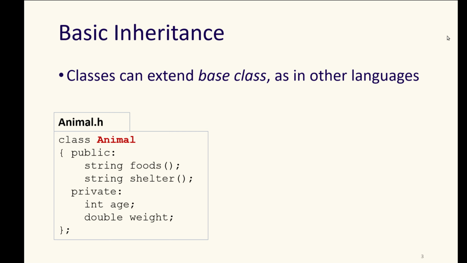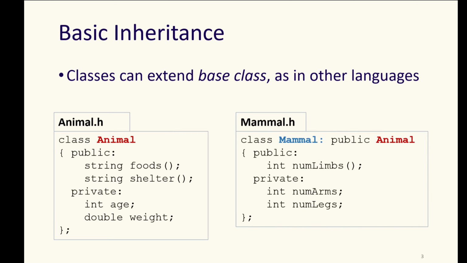So classes can extend a base class, meaning that you create some base class that may have variables, it may have functions, and those functions may have implementations or not, as we'll see later. Whatever that class has gets inherited into another class if it's used as a base class for that. So here, for example, mammal uses animal as a base class, or in other words, mammal inherits from animal.